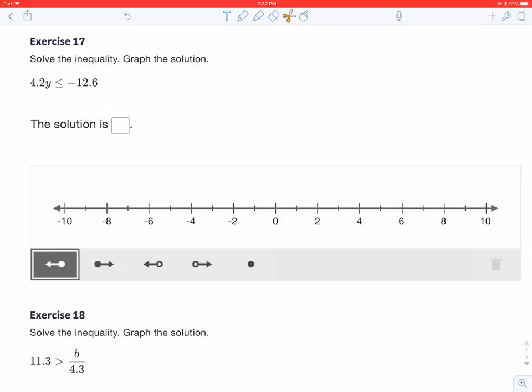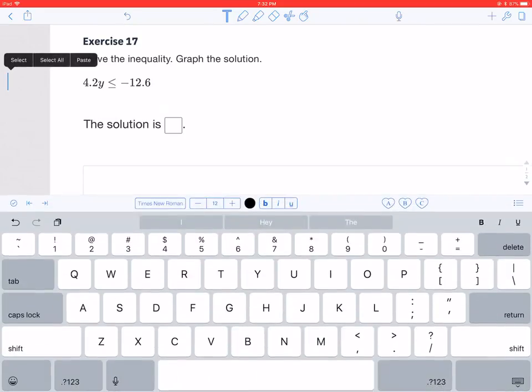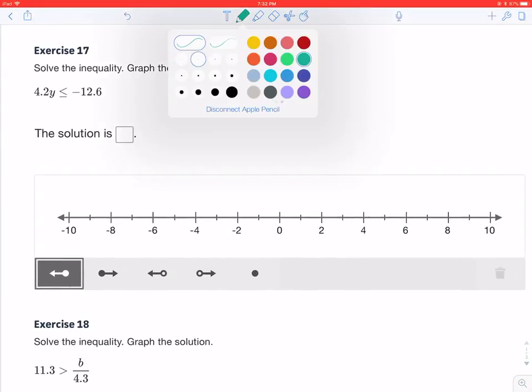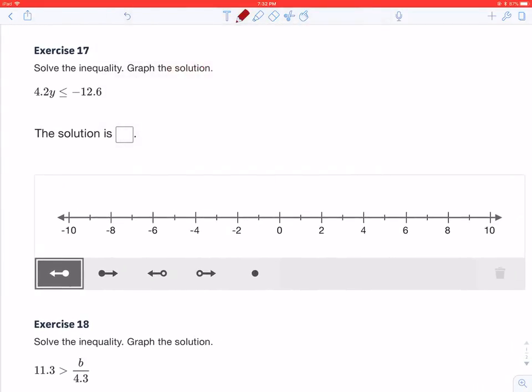Exercise 17. Here we are dealing with dividing decimals because we're starting out with a multiplication problem. But again, nothing too crazy going on here. I'll do an example for you that's going to be kind of similar. Let's do negative 3 6/10 x is less than or equal to 14 4/10.